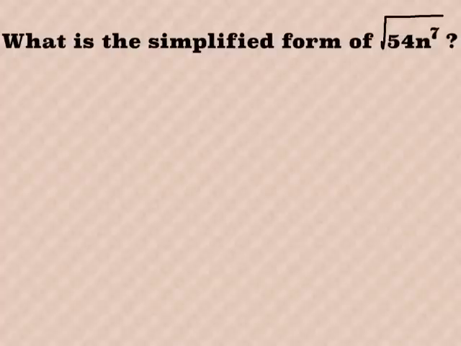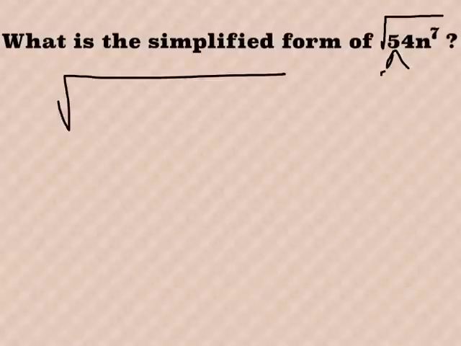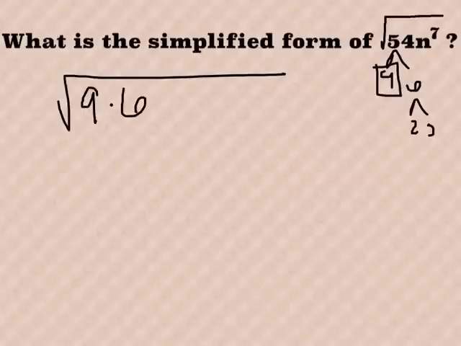Let's combine both of those things. What's the simplified form of the square root of 54 n to the 7th? So first looking at 54, that breaks down into 9 times 6. 9 is a perfect square. 6 goes to 2 and 3. Neither of those are perfect squares. So we have 9 times 6 times, we want to break our n down into an even power, n to the 6th power times n.